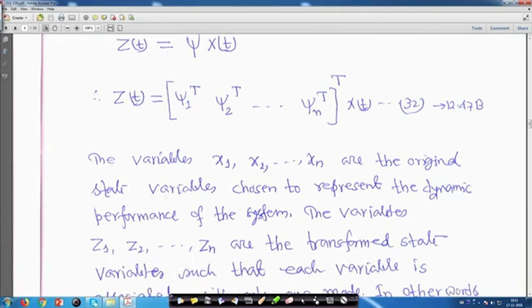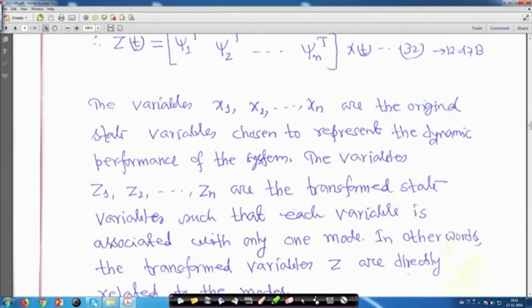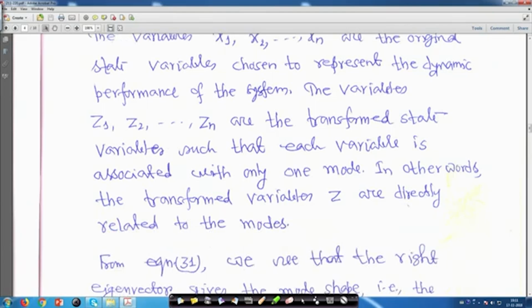Now, the variables x 1, x 2, up to x n are the original state variables chosen to represent the dynamic performance of the system, this we know, and z is the transformed variable. The variables z 1, z 2 and z n are the transformed state variables, such that each variable is associated with any one mode. In other words, the transformed variables z are directly related to the modes.